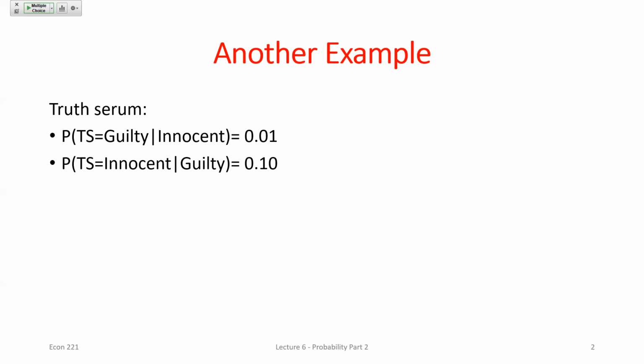We can start to think about what our states of nature are. Someone is either innocent or guilty. I'm going to use shorthand, G for guilty and I for innocent, when I'm writing this on the board in terms of the outcome of the test. Our state of nature here is whether someone is innocent or guilty, and our outcome of the test is that the truth serum makes them say they're guilty.